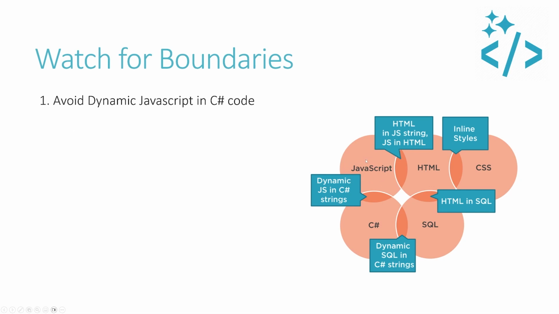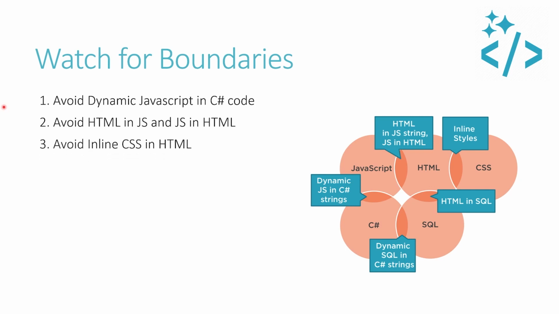Only how it's indicated. So for example, we should avoid dynamic JavaScript in C# code. We see here, for example, we can have HTML code which contains too much JavaScript, so JavaScript should be put in separate files. Mixing this can result in code which is harder to understand. And of course, avoiding inline CSS in HTML. CSS shall be put into its separate files.